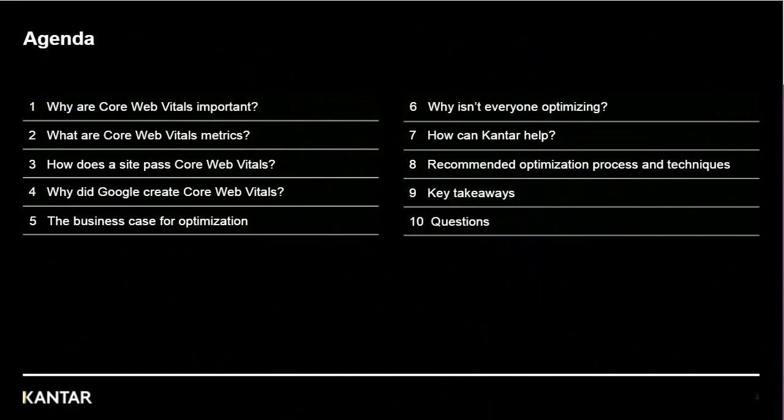Thank you, James. Hello, everyone. In this session, we're going to cover what Core Web Vitals are, why they're important, and how a site passes. We'll explain why Google created these new performance measures, and we'll dive into the business case for meeting Google's targets. Not everyone is optimizing for Core Web Vitals, so we'll give our perspective on why we think this is so. If you want to audit your website performance and that of your competitors, we'll explain how Kantar can help. And we'll cover our recommended optimization process, common optimization techniques, and we'll wrap up with some key takeaways and questions.